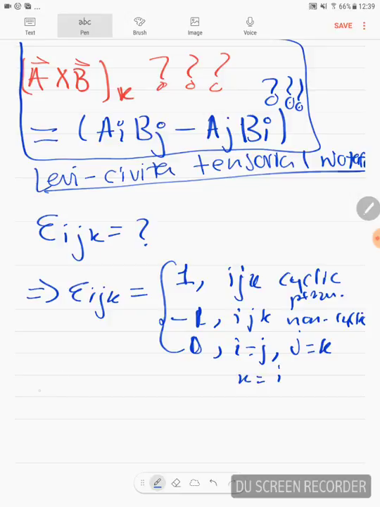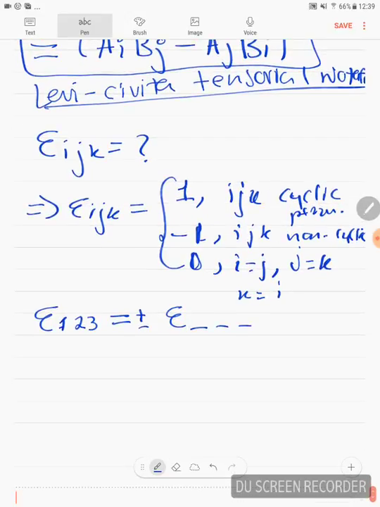So in that order of ideas, if I depart from, let's say, E_1, 2, 3, and I want to write an equality of, let's say, E something here, this will be a plus or a minus. The idea is, according to the way in which I permute 1, 2, and 3, I will pick up a minus or a plus sign. If it's a cyclic permutation, I will pick up a plus. If it's a non-cyclic permutation, I will pick up a minus.